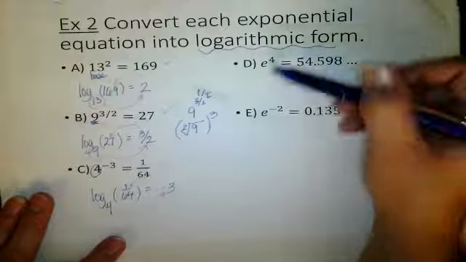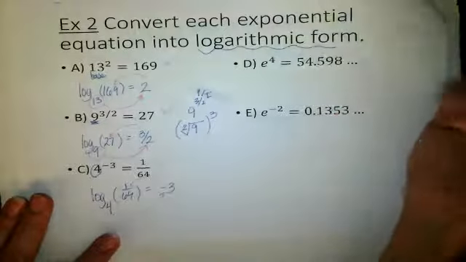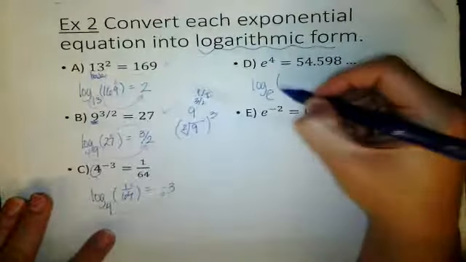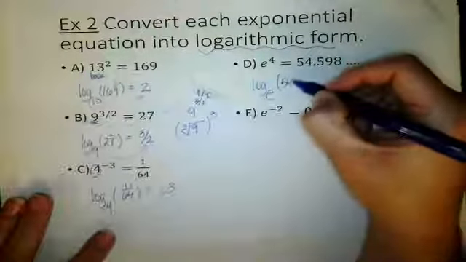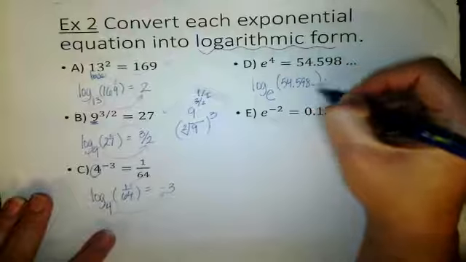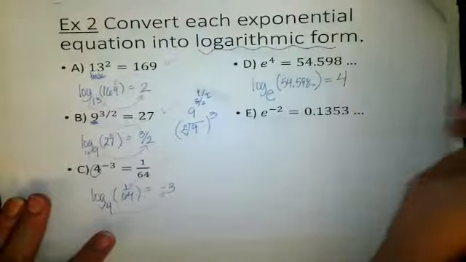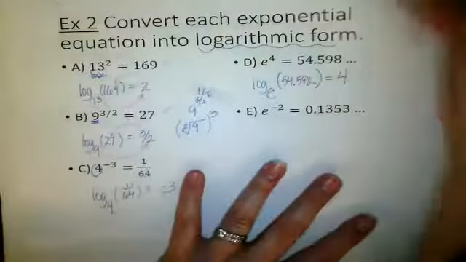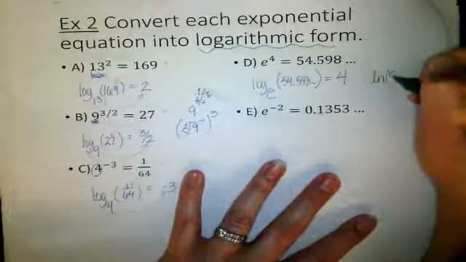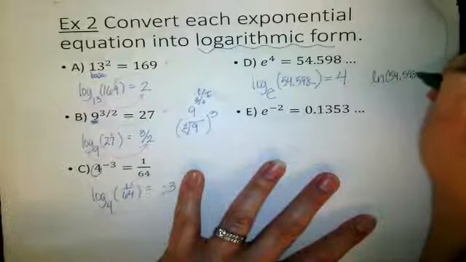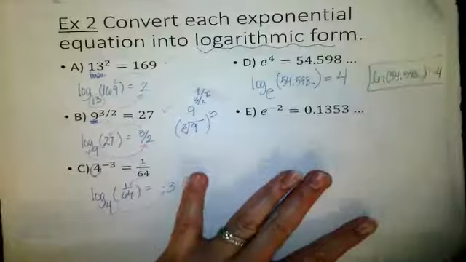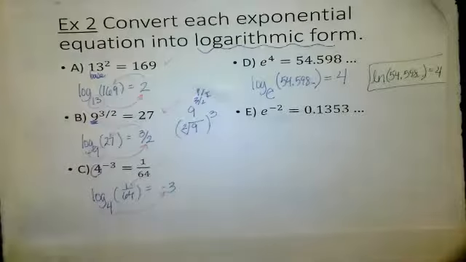Letter D, we have e to the 4th equals 54.598. That's going to be log base e of 54.598 something or other equals 4. Is that the only way we could write it? No, what else could we use? Natural log. We could just say natural log of 54.598 yada, yada, yada equals 4. And that would be the same thing. It's important that you can go between natural log and log base e.